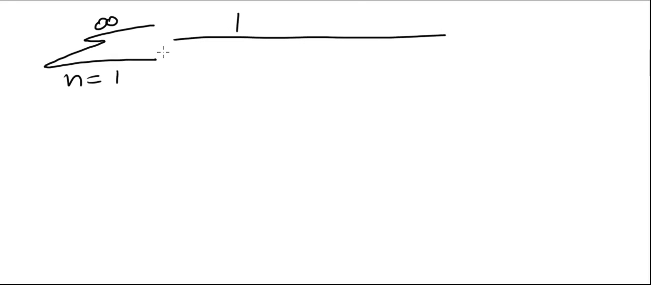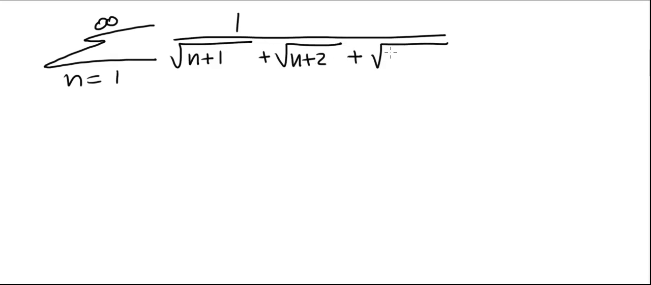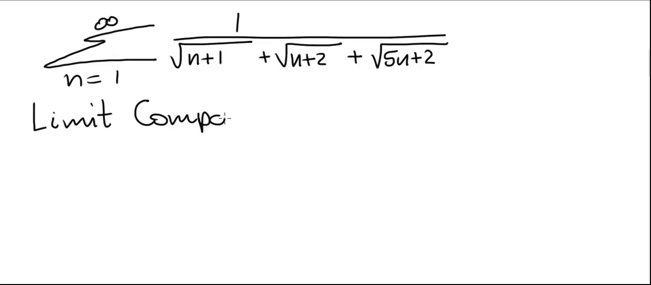We're going to determine if the series, the summation from 1 to infinity of 1 divided by the square root of n plus 1 plus square root of n plus 2 plus square root of 5n plus 2, converges or diverges. And we're going to determine it using the limit comparison test. And let's recall what that is.